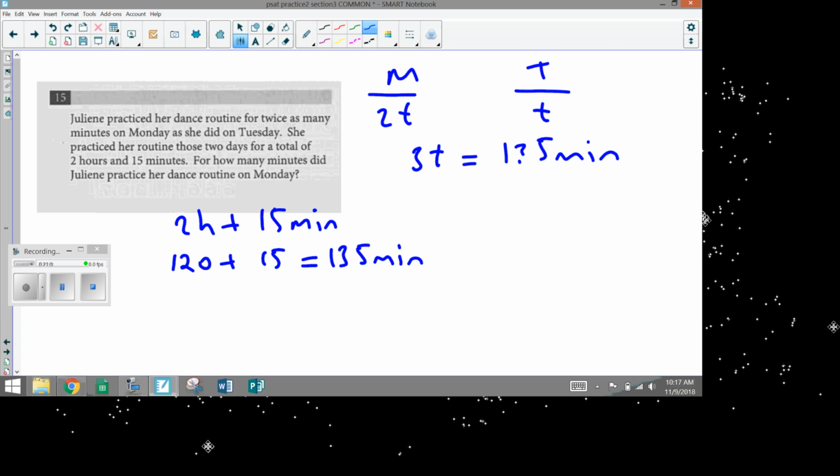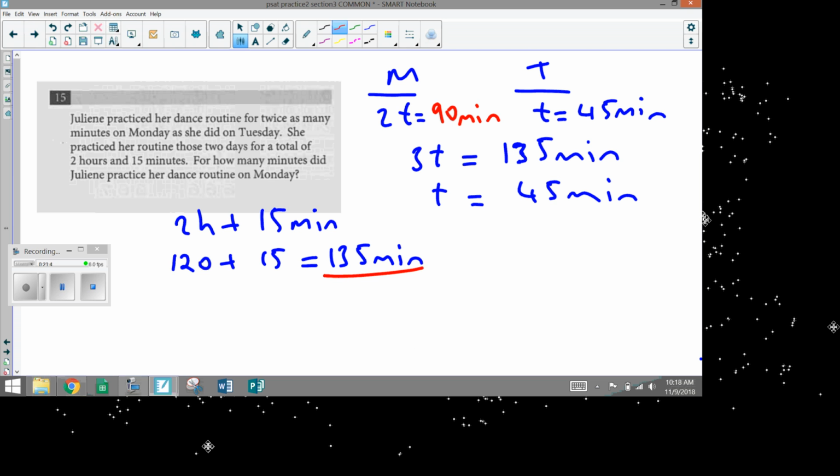So after this, what does t stand for? Divide by 3 on both sides. That makes 45 minutes. Answer is 45? No. She works 45 minutes on Tuesdays, and she works 90 minutes on Mondays. Double check. In total, how many minutes did Julian practice her dance routine on Monday? 90 minutes plus 45 minutes satisfies it. Total 135 minutes, because she practiced her routine those 2 days for a total of 135 minutes. Is there any question?